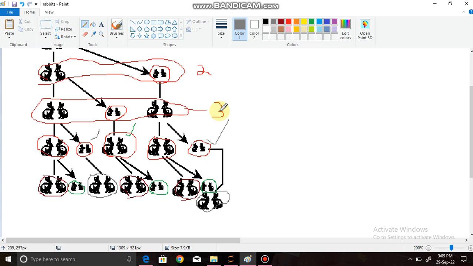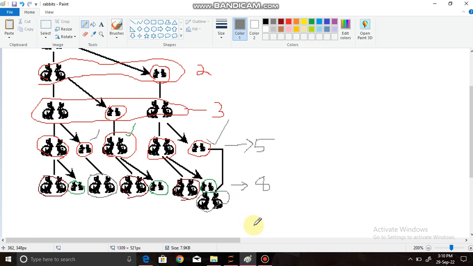So if you see carefully, in this particular pattern there are five pairs, and in the last iteration there are 8 pairs. If you count, it accounts to 8 pairs: 1, 2, 3, 4, 5, 6, 7, and 8. So this continues so on and so forth.